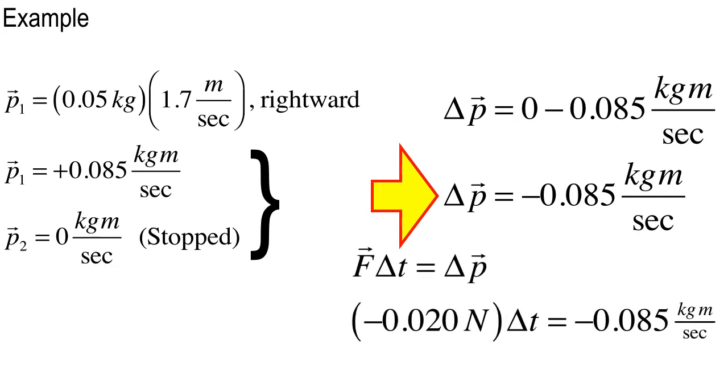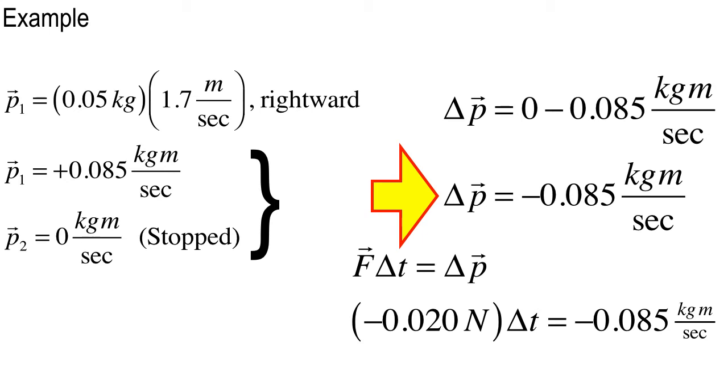So here's F delta T on the left. And, hey, you guys, we don't know what delta T is, but we do know what F is, okay? And it's negative 0.020 newtons to symbolize a leftward force, okay? So if you're moving off to the right, the only way to slow you down by friction is if the friction is to the left. Friction is always opposite the direction of motion, all right?